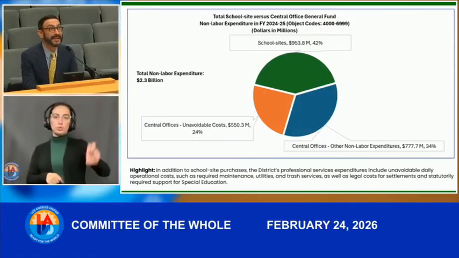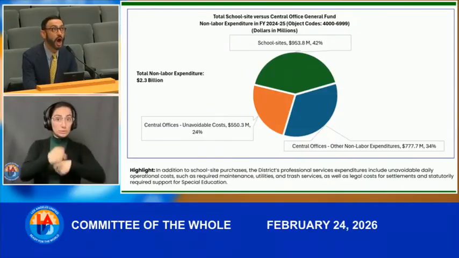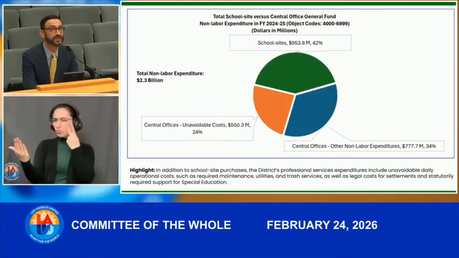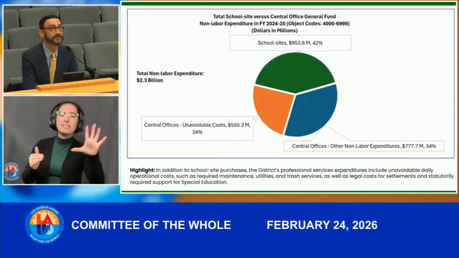Okay, so when we look at the last school year and we look at the non-labor expenditures, it was just under $1 billion at about $954 million.